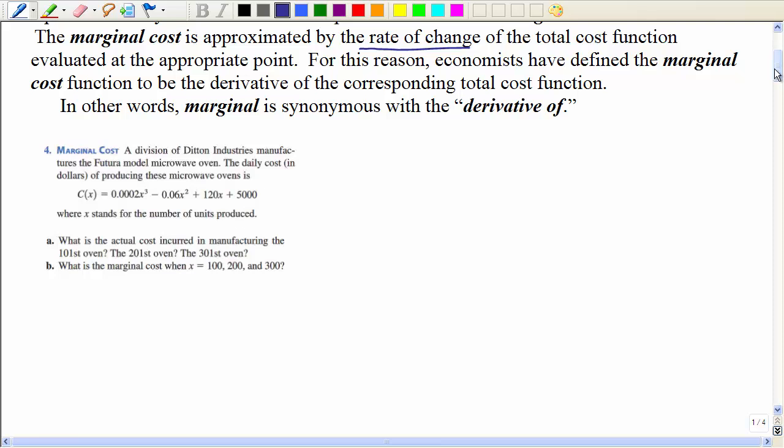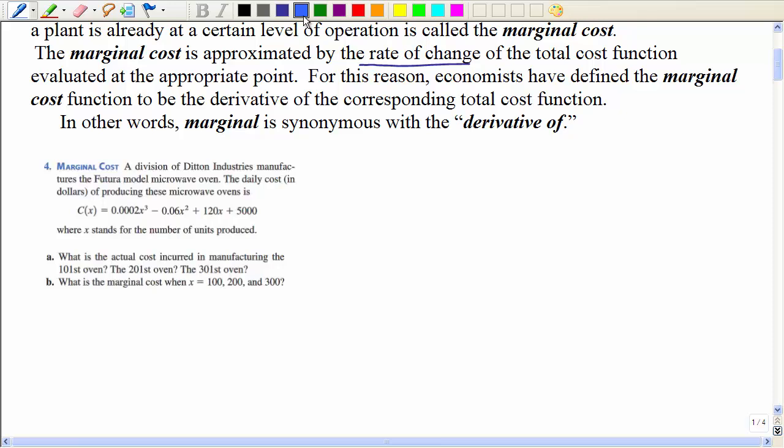So the examples I have chosen are out of your book. They should be very similar to the ones you should see in your homework on the computer. All right, so let's look at number 4. We have somebody making some microwave ovens, and we have a cost function. All right, so what is the actual cost incurred in producing or manufacturing the 101st oven? Now, most students would think, well, you just plug in 101. No, that's not quite it.